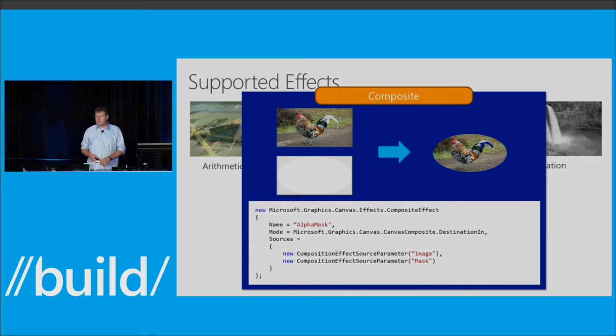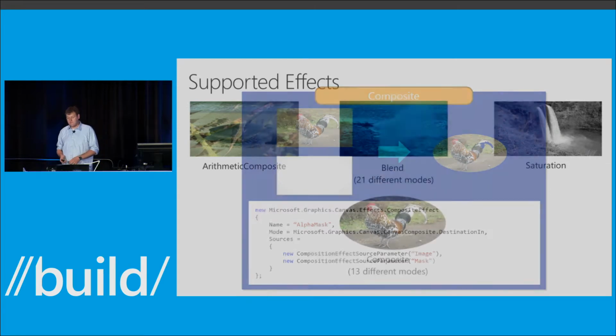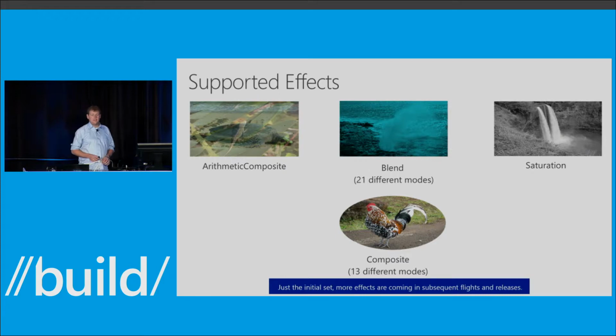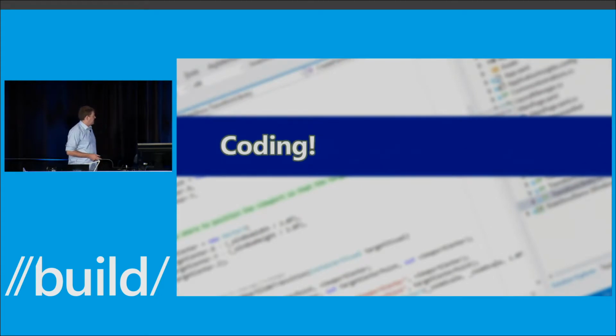And the last one is composite. There are 13 different composite modes. We were using destination in order to create that alpha mask. Now, the key thing to note is that this is just the initial set. We are being deliberate and mindful about which effects that we bring on because we want to make sure that you guys can trust the effects to be able to use across the broad range of hardware to build great experiences for your customers. And with that, I want to invite Jeff back up to show you how to really make that app beautiful.